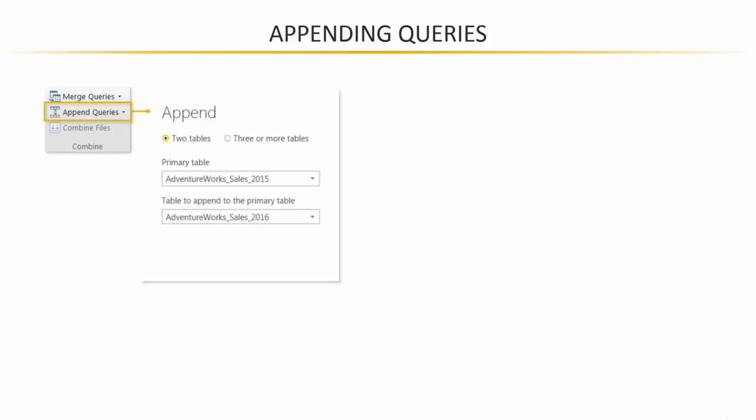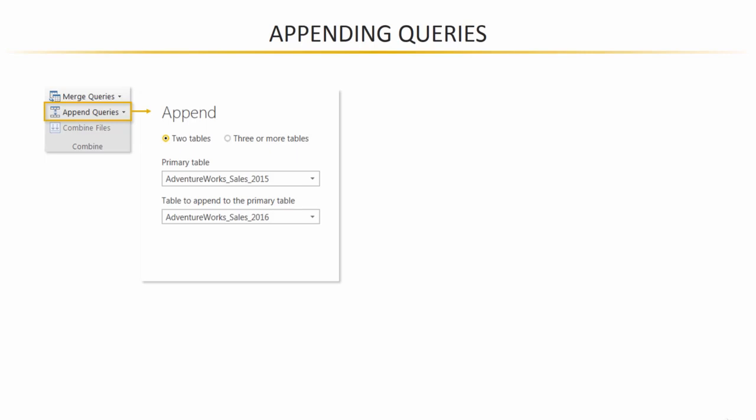All right, next up we've got appending queries, and you'll find that Append Queries tool right under Merge in the Home tab of the query editor. When you click that button, you'll see a really simple dialog box like this, where you can choose to append either 2 tables or 3 or more.